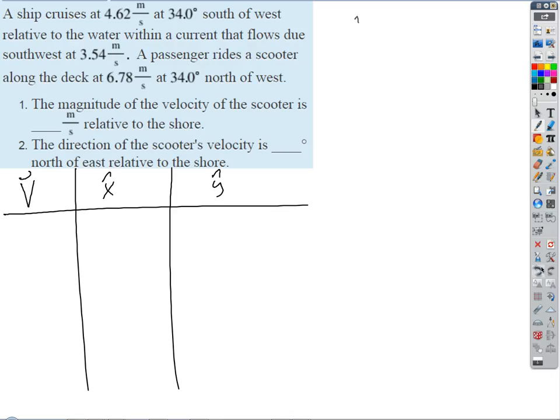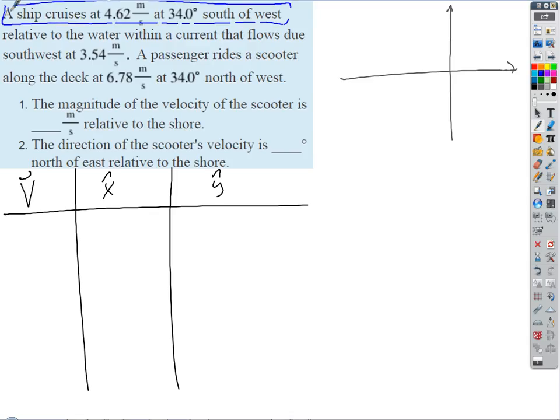South of west. So when we make our XY coordinate system, where's that going to be? If I'm south of west, I start west and I rotate south. So vector 1 is going to be our blue vector. There's the information. That's going to be vector B, I guess. B for both.